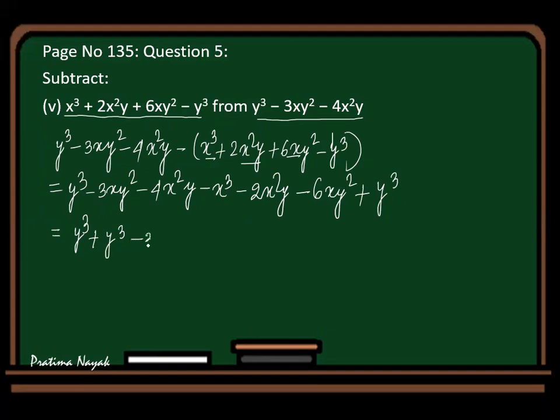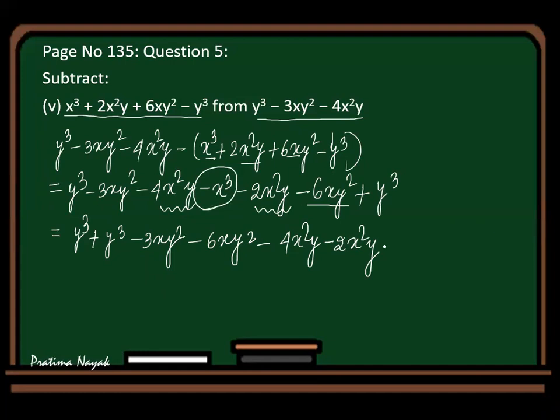Next is minus 3xy square. This is another xy square. This thing is different: this is 4x square y. x has a square, y has only one power. This is similar to this one, so you have to observe very carefully before going further. And x cube is only a single term; there is no other x cube. So let us count the terms: 1, 2, 3, 4, 5, 6, 7. 1, 2, 3, 4, 5, 6, 7.